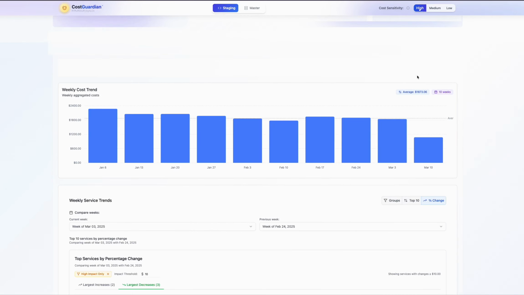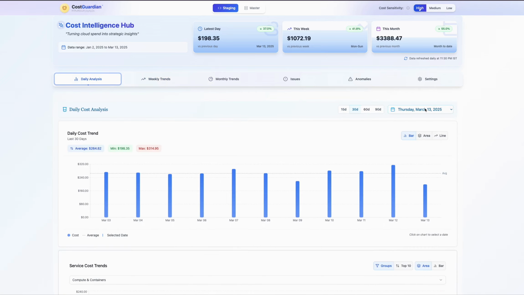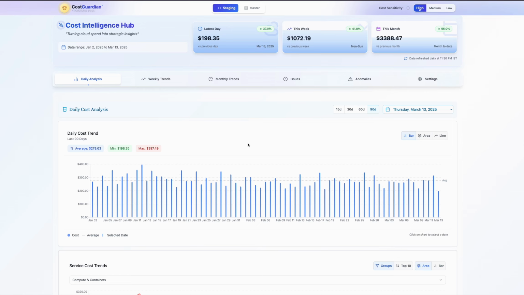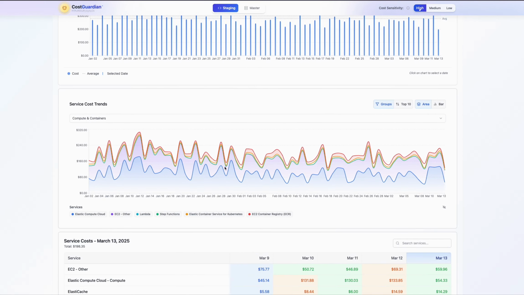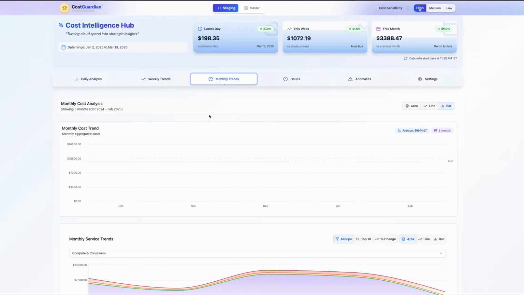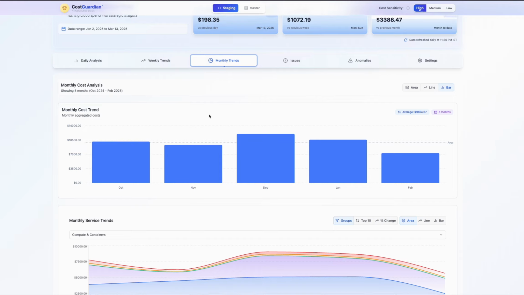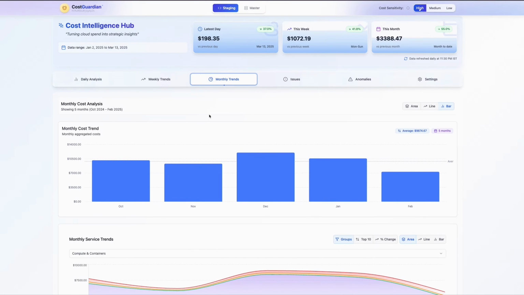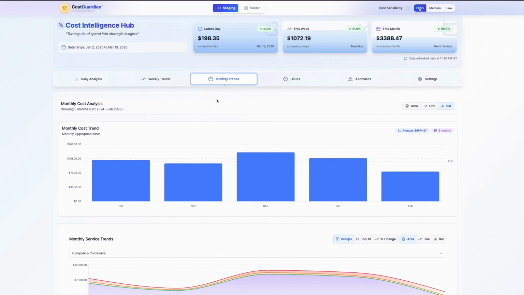Now coming to the next part, we have a more detailed analysis for the daily cost and the monthly cost. I will leave it up to you to explore the daily cost, because there are a lot more features that you can look at for the daily and the monthly cost. Monthly cost contains all the features that the weekly trends has, and on top of that there are a few more features that we have built specifically for the monthly cost. I will let you explore this feature on your own.